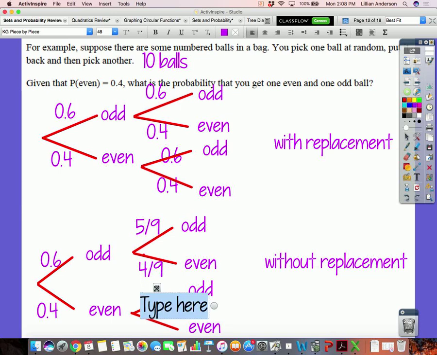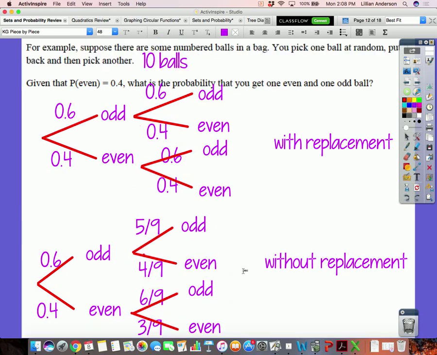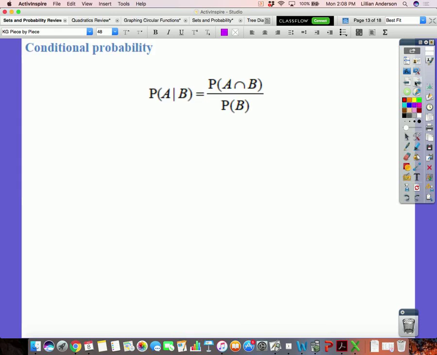What about odd if the first one you pick was even? It'll still be 6/9. And what about even? 3/9. Does everybody see how that goes? How it works? Any questions? Yes, no, maybe? No. Okay.